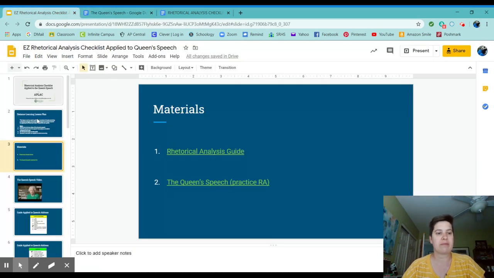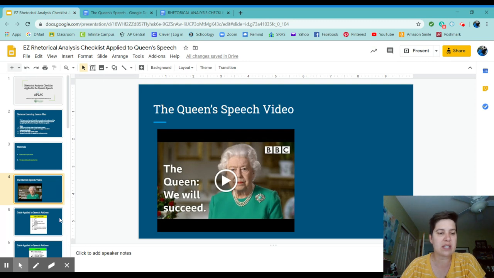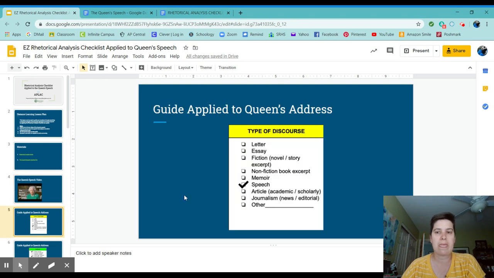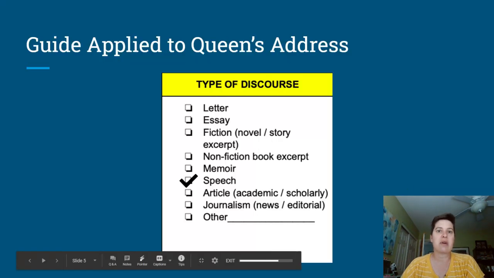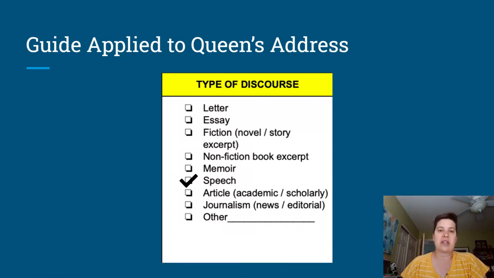So let's go back. Once again, there's the speech if you need to watch it. And I'm going to make this bigger now. So now we're going to use the guide as it is applied to the Queen's address. The first thing is we need to figure out what type of discourse this is. Is it a letter? Is it an essay, fiction, nonfiction? Well, obviously this is a speech. It was a televised speech where Queen Elizabeth II was addressing the people of her country.